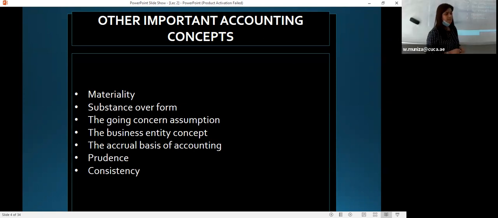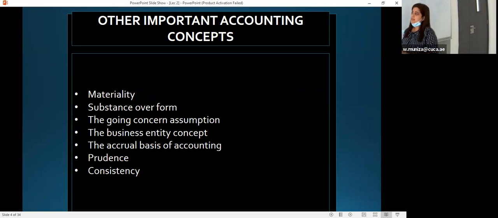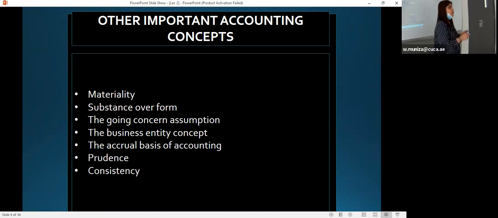Now, prudence. What is the meaning of being prudent? What is the dictionary meaning of being prudent or prudence? Careful. We have to adopt a careful attitude while passing accounting transactions. Why should this careful attitude be followed? Because incomes and assets should not be overstated. Losses and expenses should not be understated.